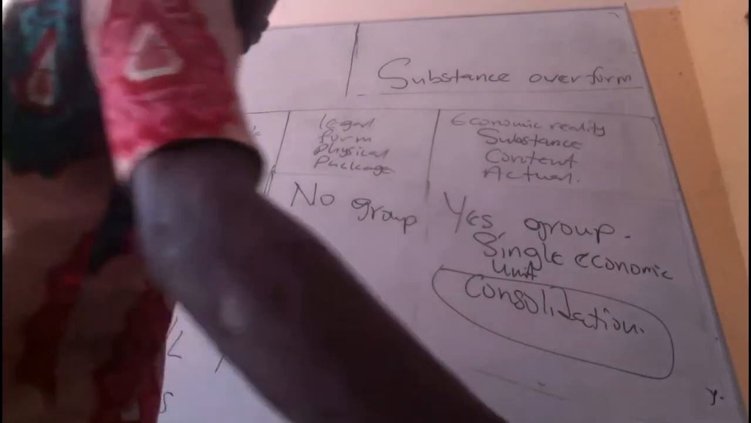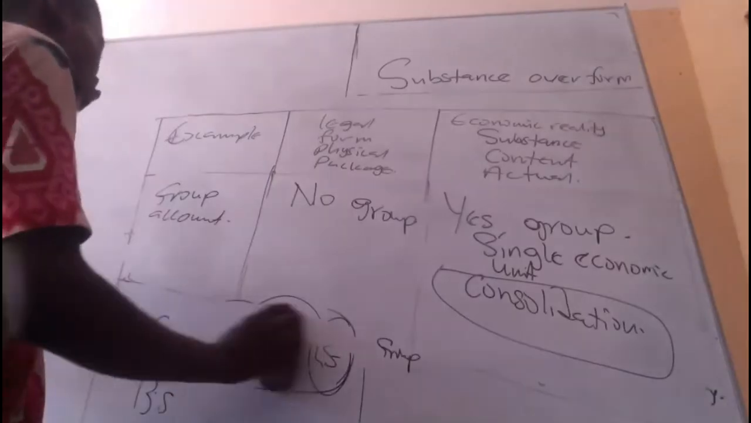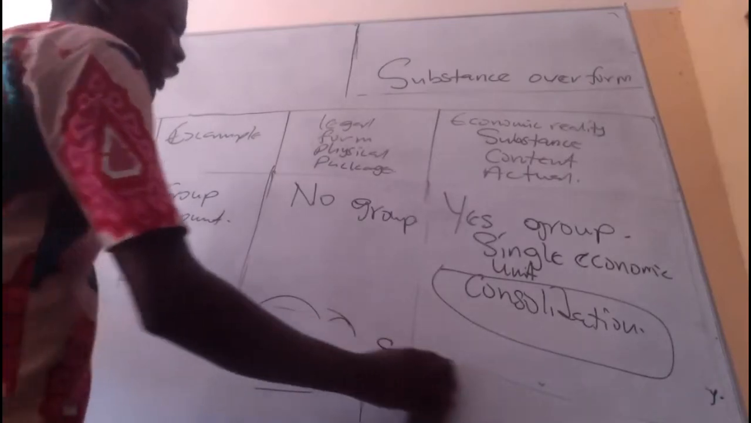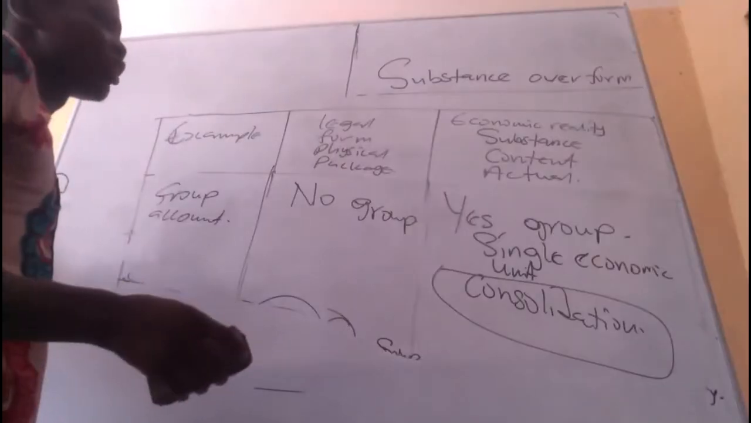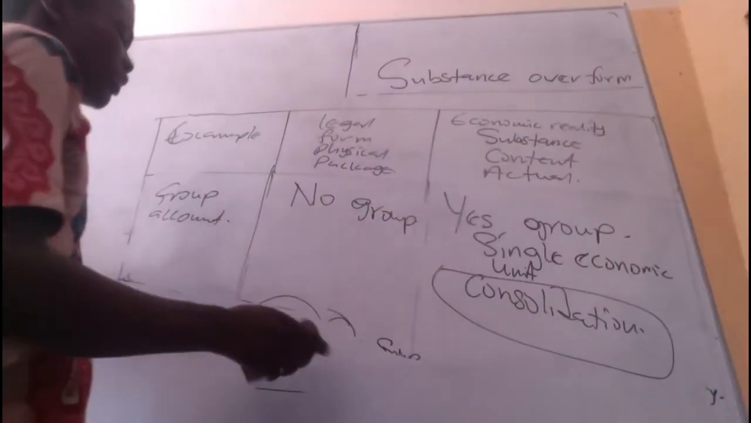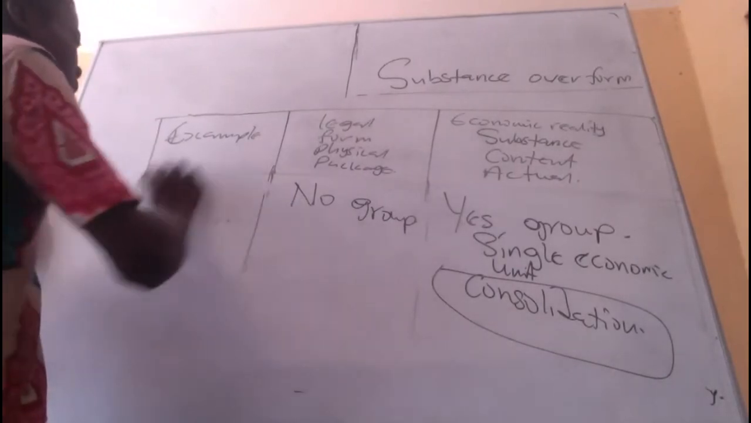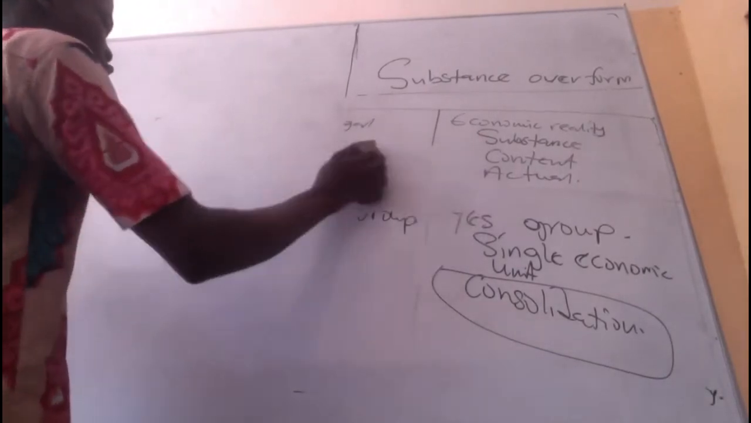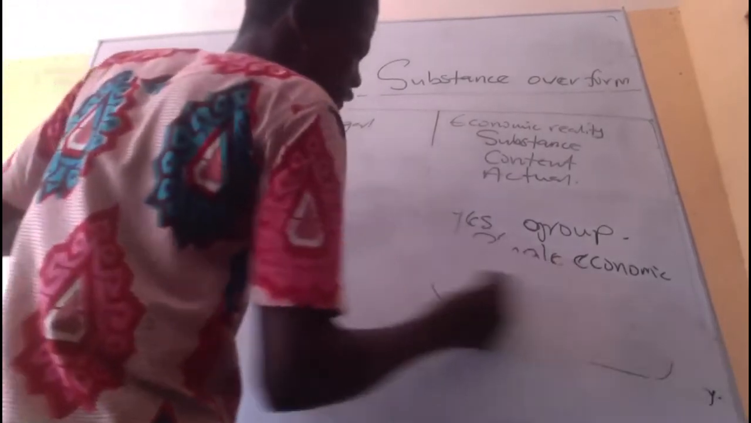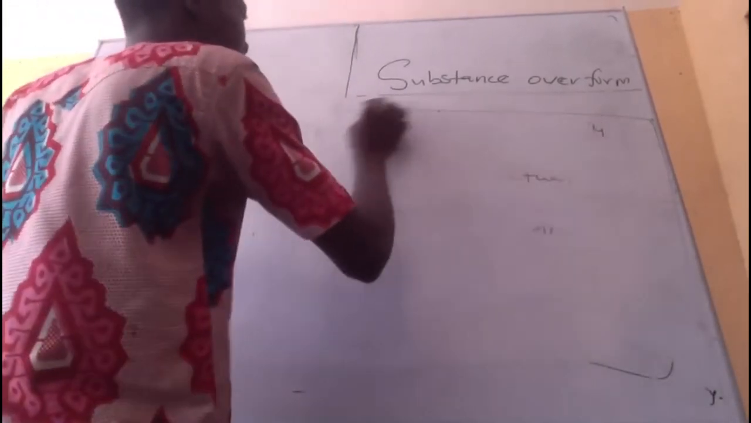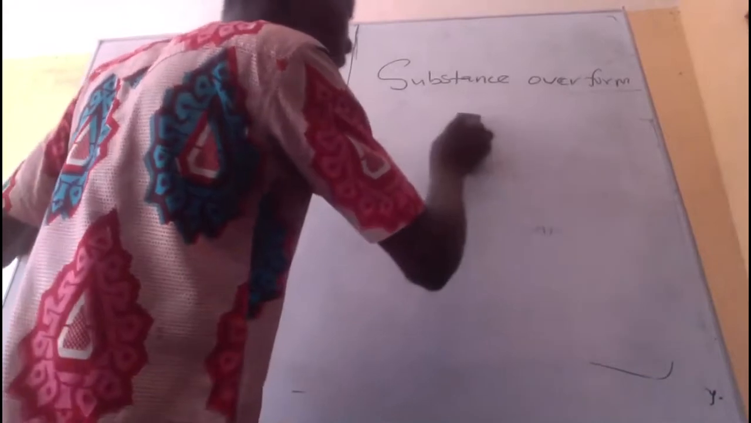Now let's look at this. Now you know substance over form and the examples of them. So kindly look for one more and add it to it for me. Now, what is the importance of substance over form?